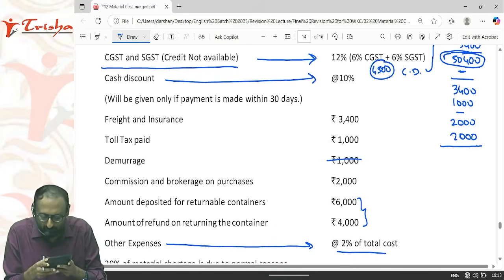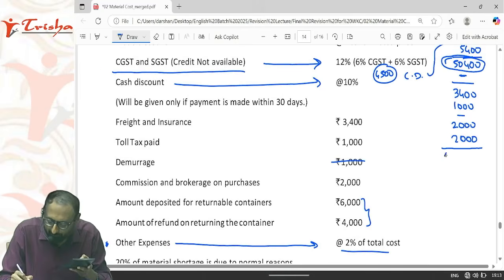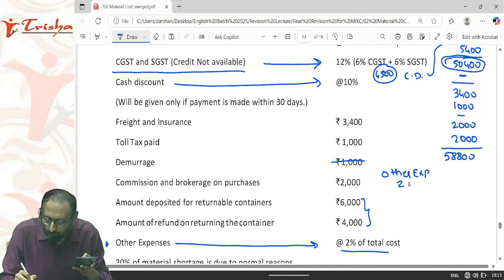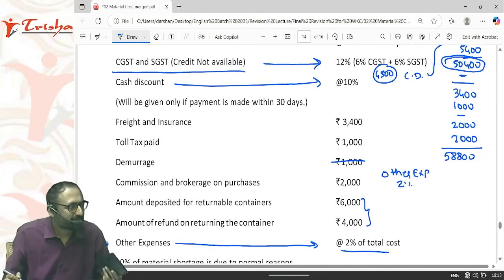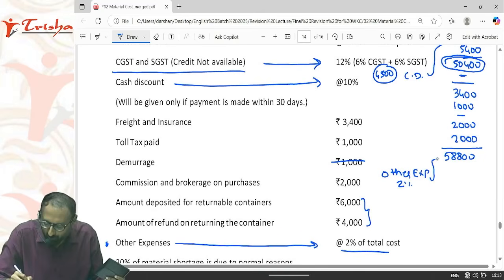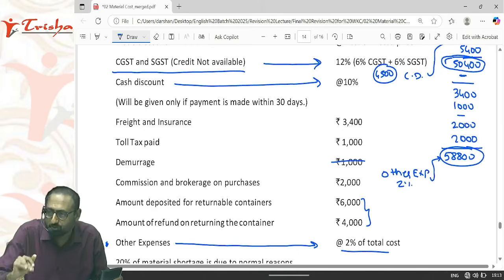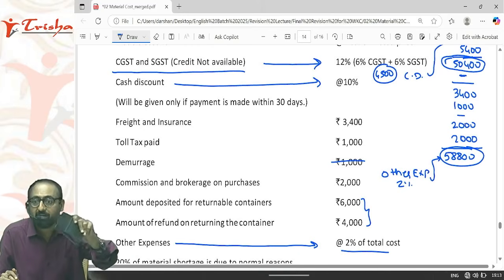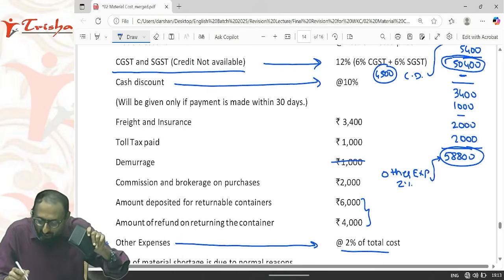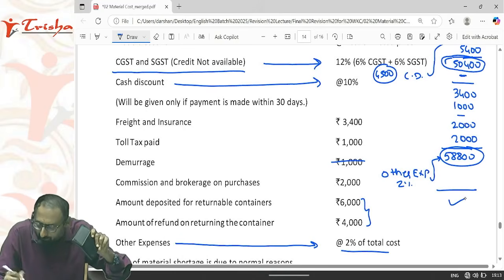50,400 plus 3,400 plus 1,000 plus 2,000 plus 2,000. Sir, is it 58,800? Other expenses will be 2%. My dear friends, is 2% applicable on 58,800? Correct or incorrect? Incorrect. Remember, Sarji, remember. Why? 58,800 is not the total cost till now. 58,800 is not the total cost. After adding other expenses, it will be your total cost.